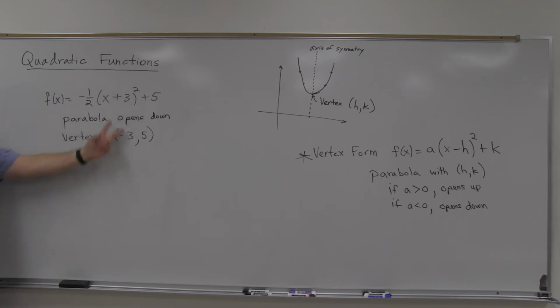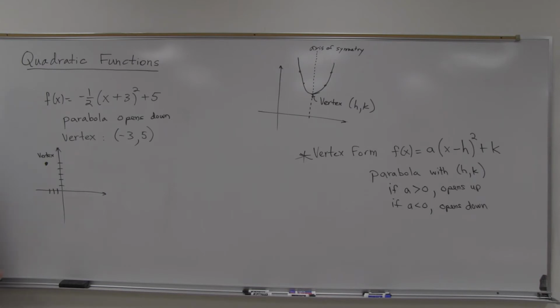So everybody okay with why we did that? Okay. So we pretty much have this graph hammered out here. The vertex is negative 3, positive 5, right here. That's my vertex. It opens down, so the vertex is going to be the high point.